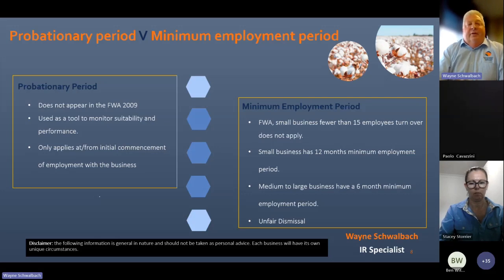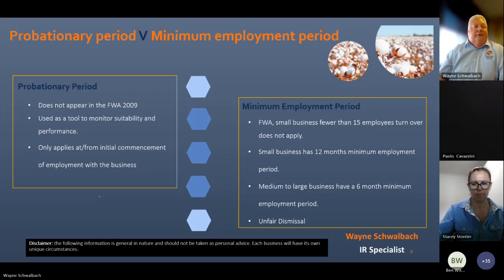So the small business, you've got 12 months. So those that think they're on a 6-month probationary period, then they're in the clear and you can't do anything with them. Yes, you can. You've got up to a 12-month window. Likewise, for your medium to large businesses, so that's 15 employees or more, you've only got a 6-month window of opportunity before you come to an unfair dismissal. Everybody happy with that one?